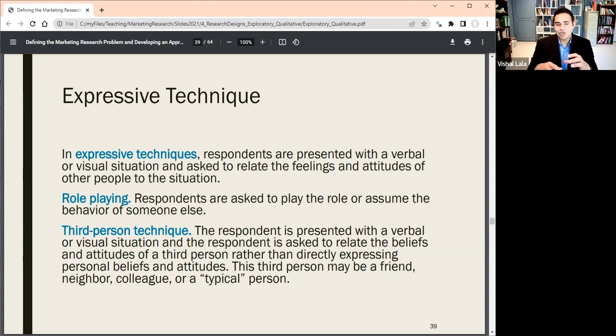Now, these are the kinds of questions I would ask somebody to learn about how they feel about abusing the return policy of a store. But rather than asking the respondent themselves, I am projecting this onto Mrs. Jane. And that's the third person technique, the expressive technique I alluded to earlier. Okay.